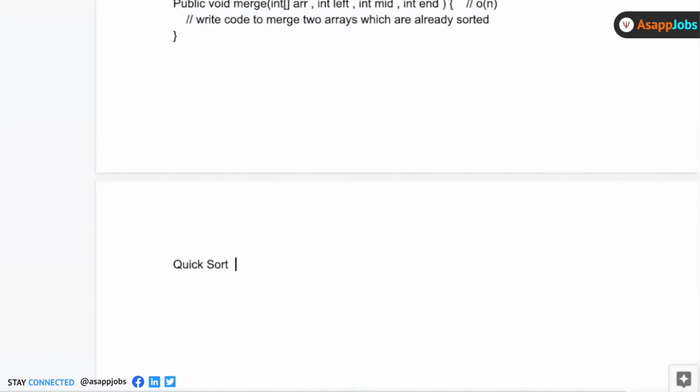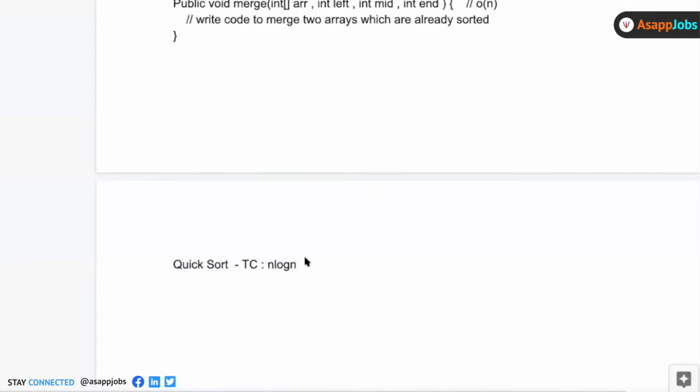What is the time complexity of the quicksort? N log n. So the time complexity of quicksort is n log n. That is perfect. But what will be the time complexity in the worst case for the quicksort?